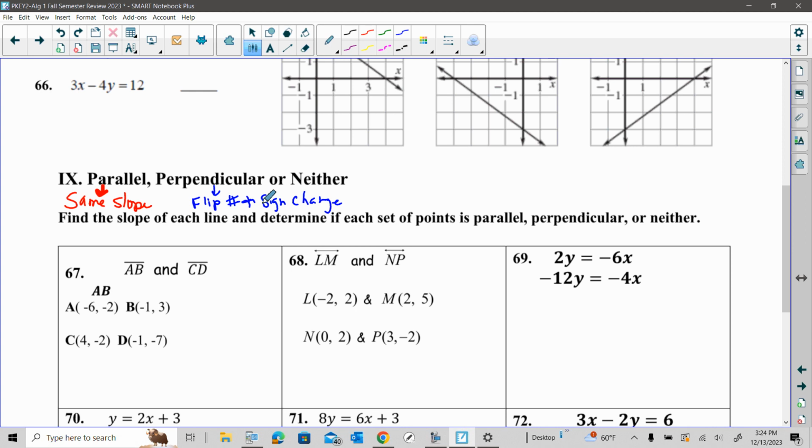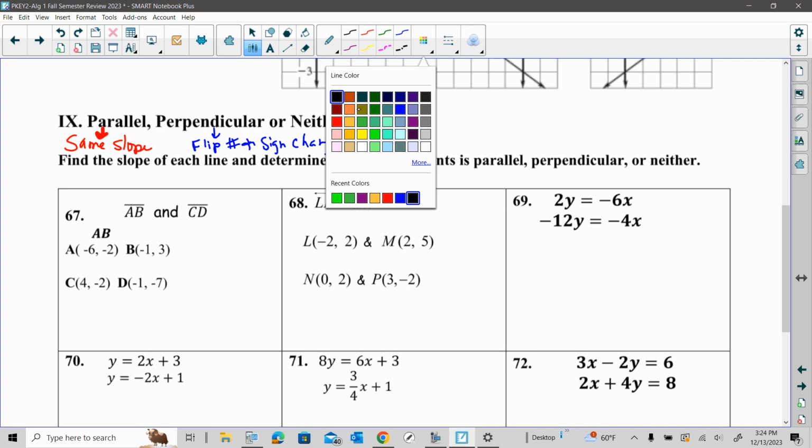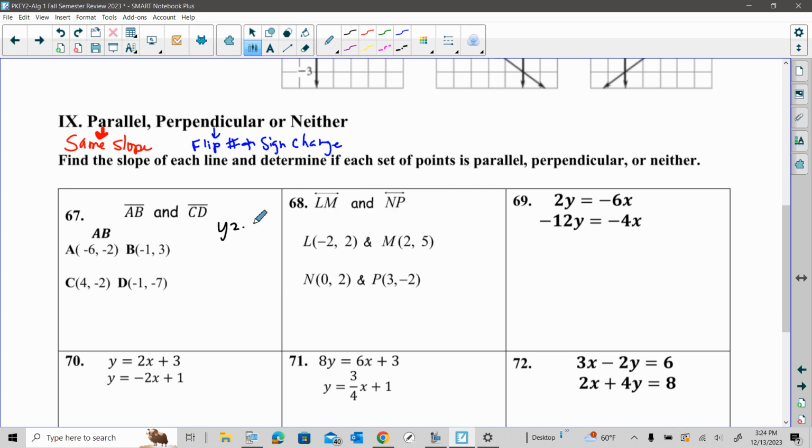Okay, so here you should be doing your slope formula. You should be doing y2 minus y1 over x2 minus x1. And we're just comparing here, okay? We just need to plug these points into the formula and compare our answers.